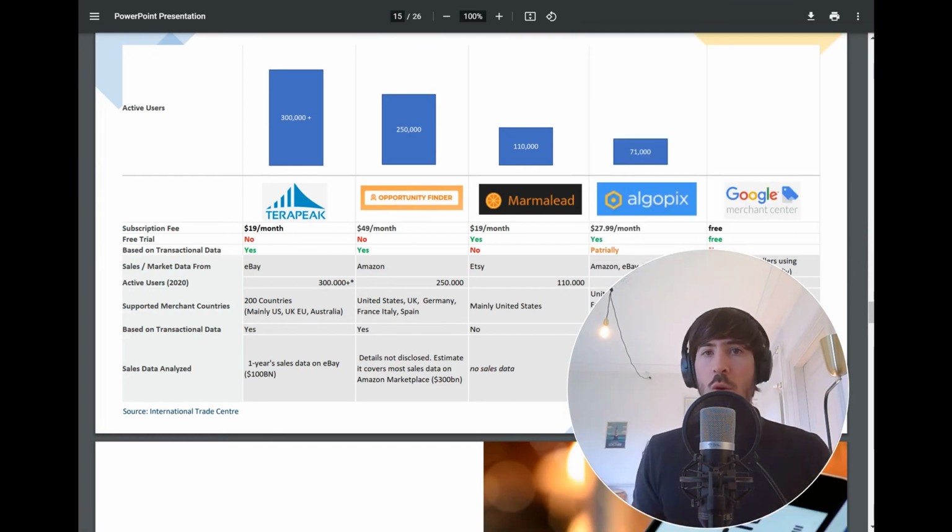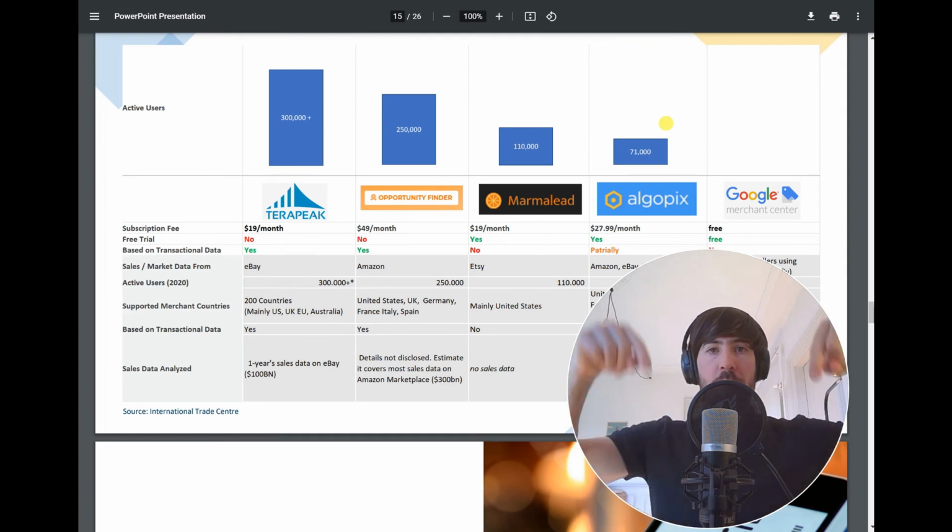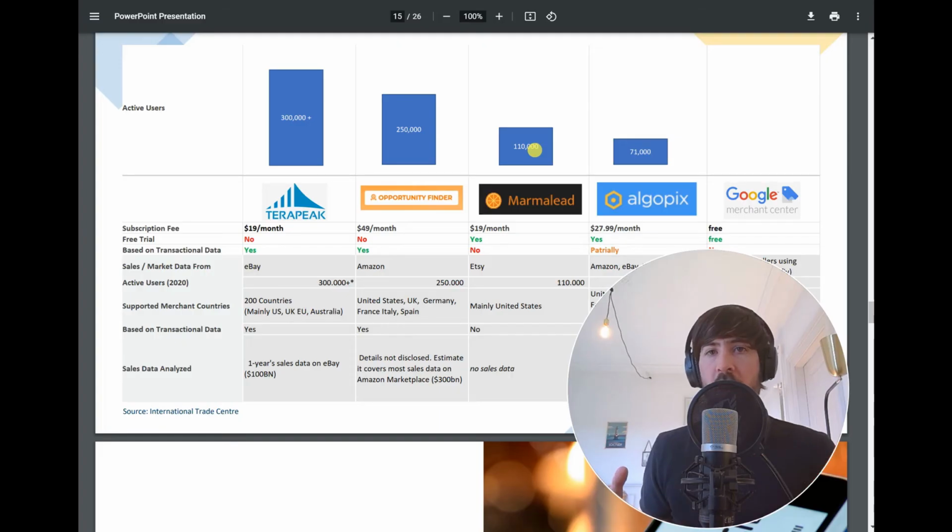I don't want to spend too much time on this overview. Let me just focus on the key points here, and I will be sharing this overview in the video description below. So essentially, for each key platform, there's a market analysis tool. For eBay, it's Terapeak. For Amazon, there's a tool called Opportunity Finder by Jungle Scout. And for Etsy, there is Marmalade. All of these tools generally charge a monthly subscription fee between $20 and $50. Unfortunately for us, the two most popular tools don't come with any free trials.